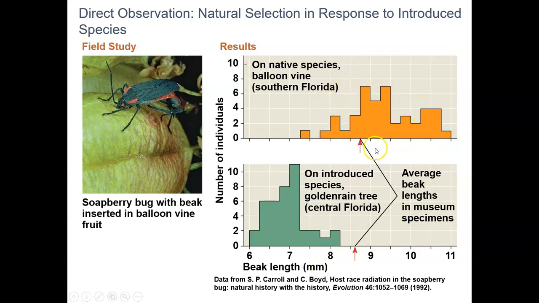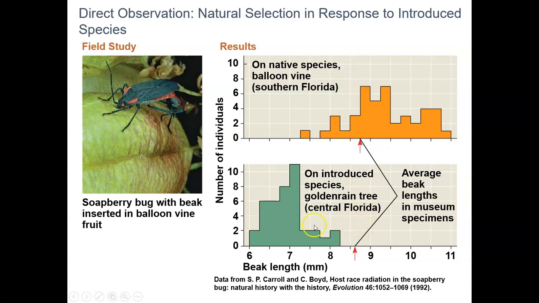In southern Florida, where the native species still exists, and soapberry bugs still feed on the balloon vine native species, the mean beak size is pretty similar to what we see in the museum specimens. Maybe it's a little bit longer than museum specimens, but pretty close.